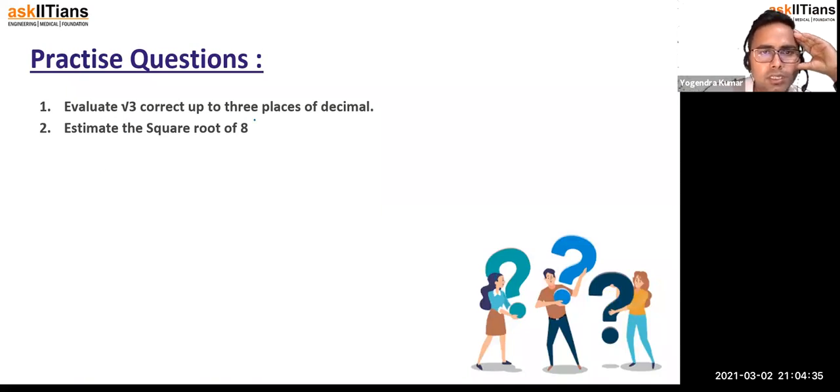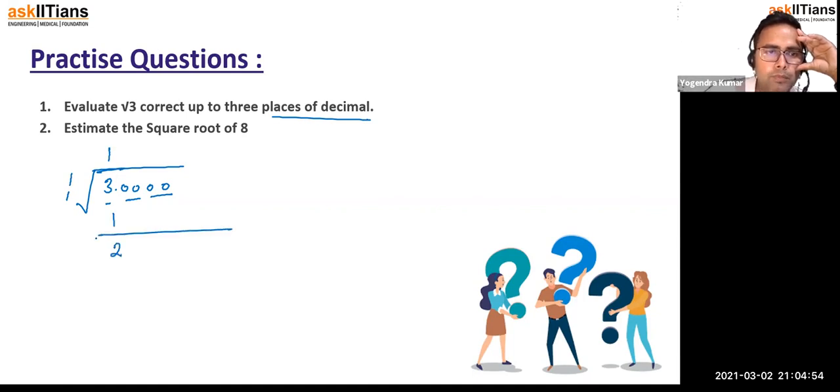Evaluate root 3 correct up to 3 decimal places. Okay, 3 decimal places. So for 3, I need to write 3.000. Now what we will do here is make the pairs. So 1 times 1 is 1. Now 1 here, what we got, 2. Now here 2, so we will put the decimal point here, and increase 2 zeros. Now what should I do here? Can I go up to how much? Maximum 200, okay, 5, no, 6 we can do. Rough work we can always do, right?